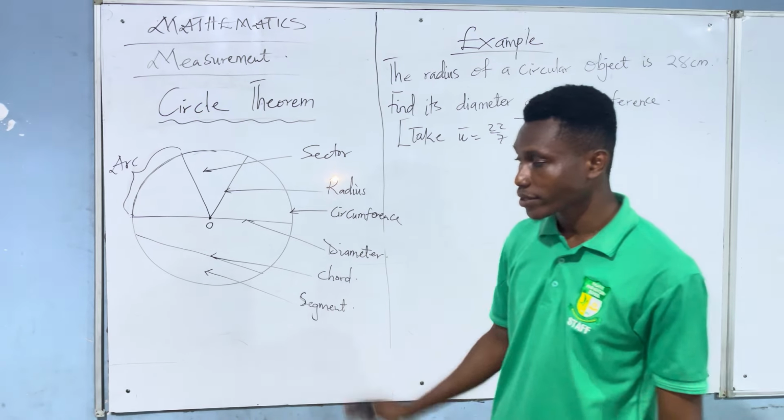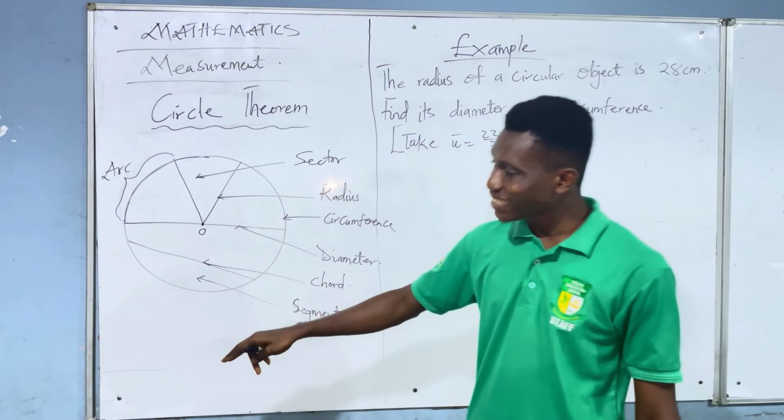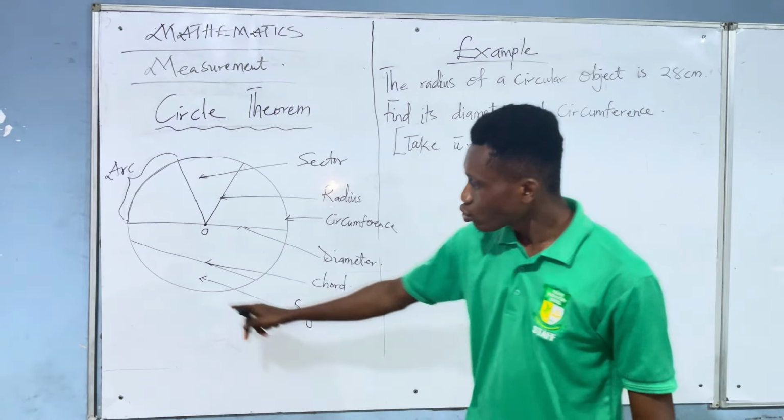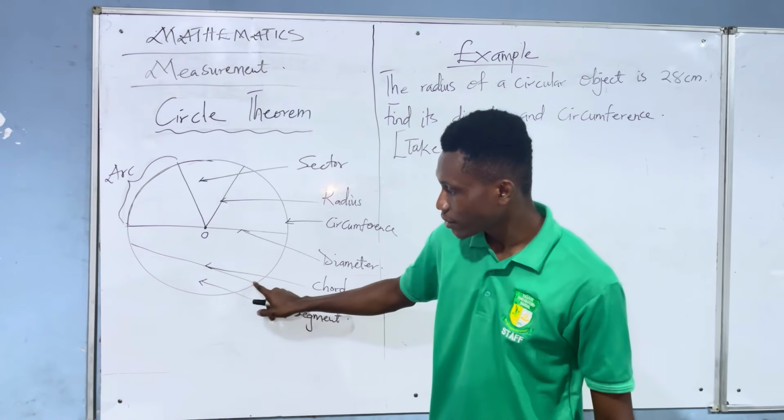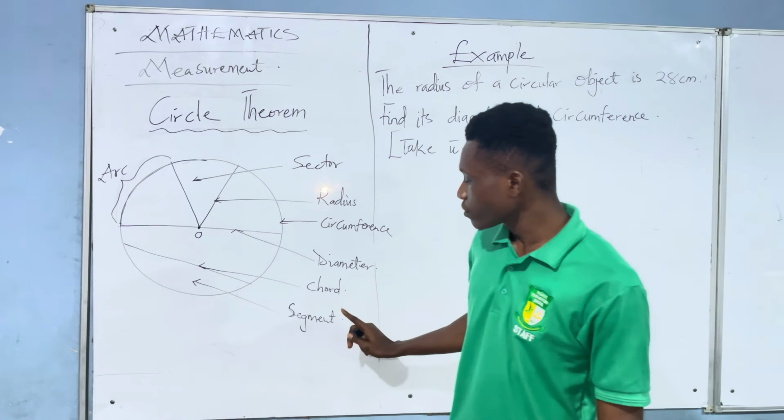And we have a segment. A segment is the area between a chord and an arc. So you can see here is an arc, and this is a chord. So the area between the two of them gives us a segment.